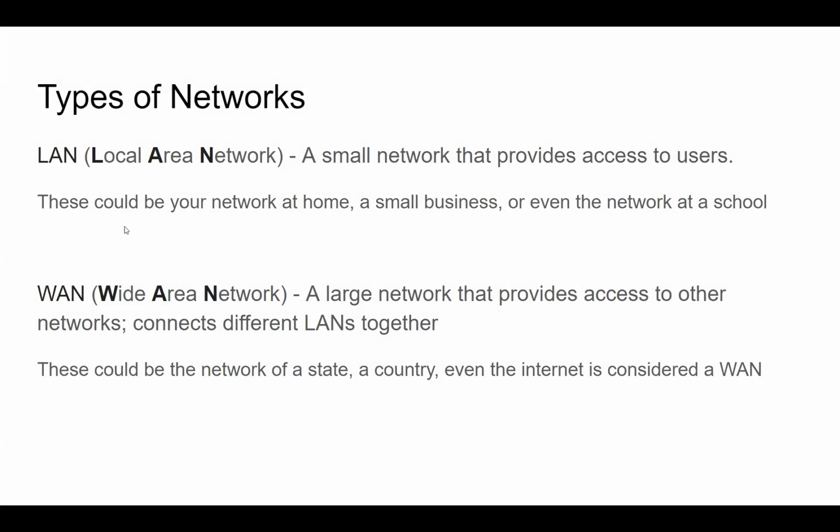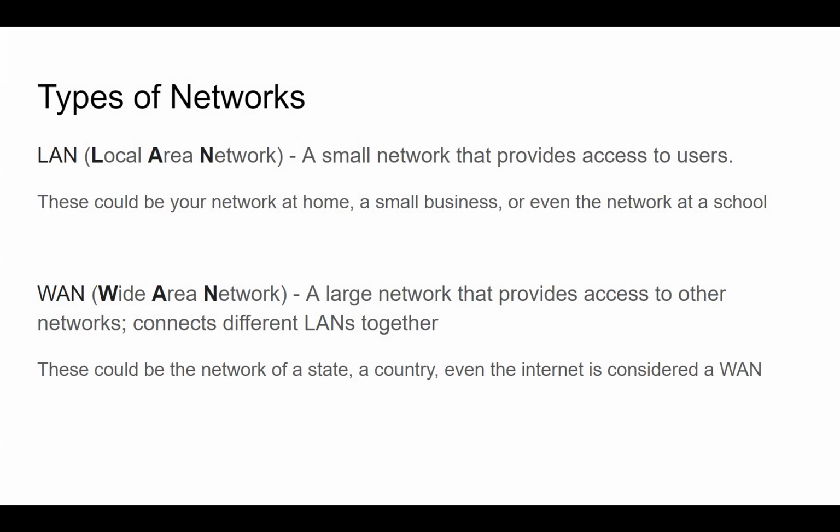There are two types of networks that are mainly referred to. They are the LAN, which stands for Local Area Network, which is a small network and it provides access to the users in the network. Some examples are the network at your house, a small business, or the network at a school.